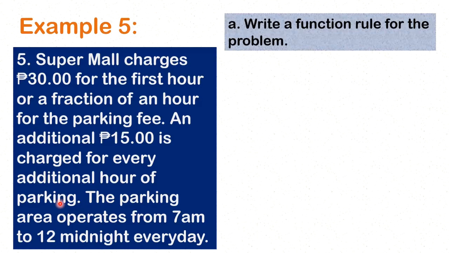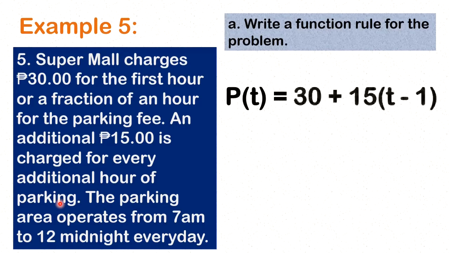Okay, so gagawa ulit tayo ng function. So I'm going to use a capital letter P for the parking. Okay, P of T, where T is the number of hours. Okay, na nakapark yung sasakyan. Like this. So can you imagine our function? Parang kamukha ito nung third and fourth example natin. Like this. Ito yung fixed amount. Okay, 30 pesos yan sa unang oras. Or kahit less than 1 hour, 30 pesos. Plus 15 pesos kada lagpas na oras. So, it's T minus 1.